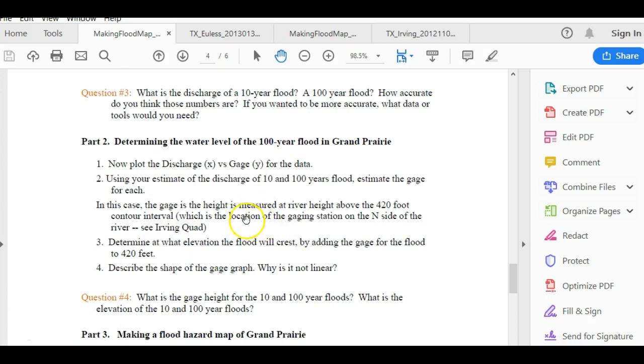Okay, now that I've done that, it says in this case, the gauge height is the height that's measured at the river height above the 420-foot contour interval. This is near Grand Prairie in the Irving Quad. You have these same topographic maps in Schoology and on Canvas, but let me show you how that looks. So again, where did they measure the water? At the gauging station at the north side of the river at 420 foot.